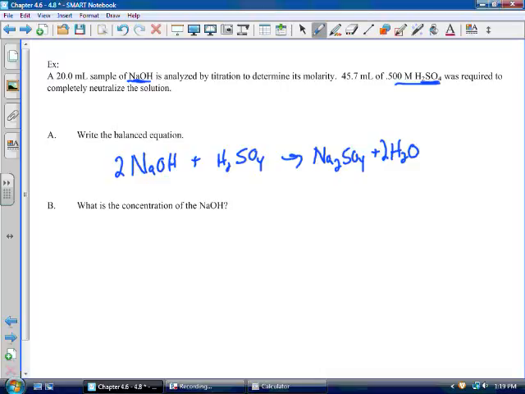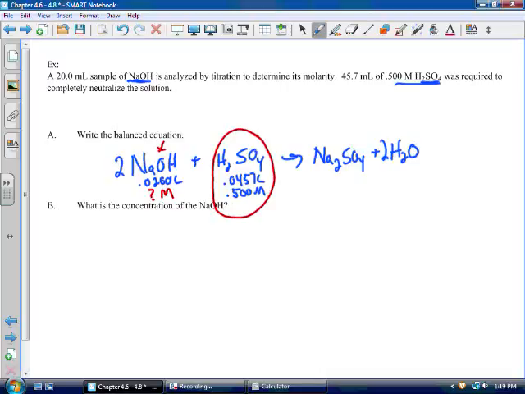Now, what do we know? We know we have 0.0200 liters of sodium hydroxide. We know we have 0.0457 liters of sulfuric acid and that it's 0.500 molar. What we want to know is the molarity of this solution. Now, given what we know, we can only start with this substance because that's what we know the most about. And we're going to find this.